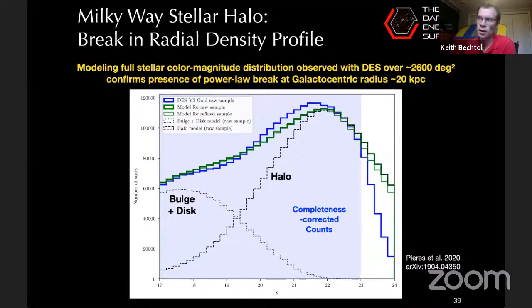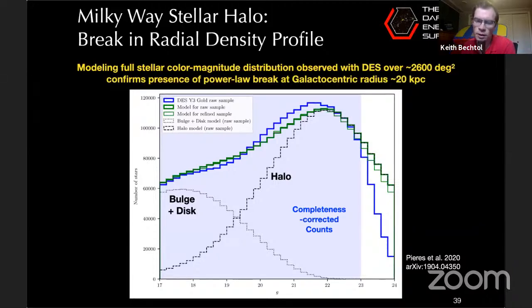So again, using stars with a variety of colors and really modeling the full color magnitude diagram. This is work that was led by Adriano and company, in particular using a new Milky Way fitting code in the Trilegal population model for the stars in our halo.